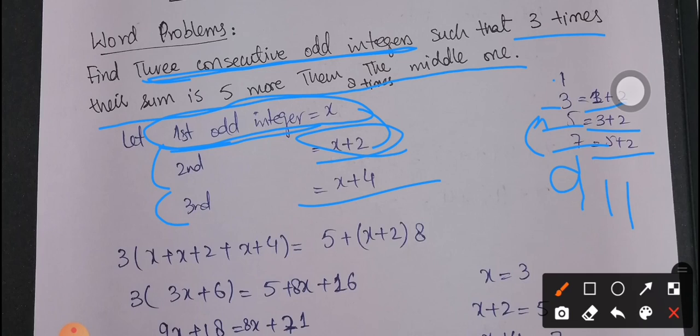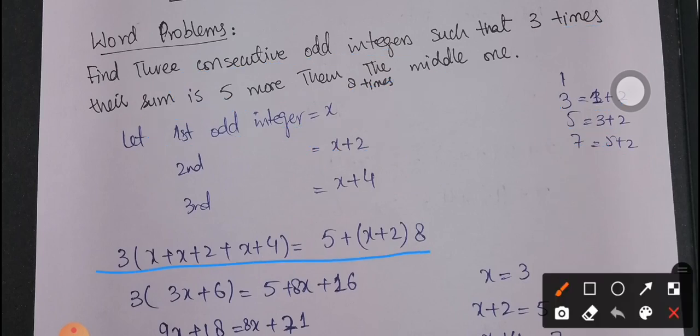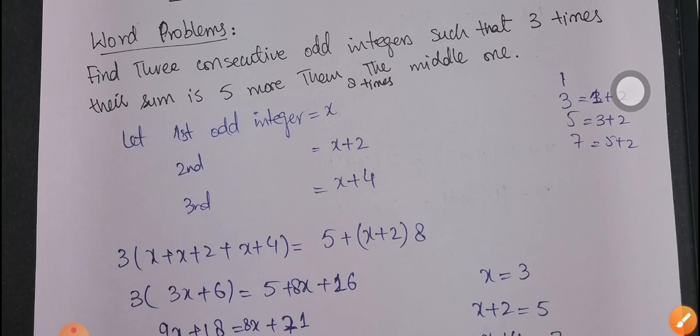Next, this condition is going to help you in writing down the mathematical equation. 3 times their sum. Sum means we are going to add, so we have just added these. 3 times means we are going to multiply by 3. So 3 into (x plus 2 plus x plus 4) is equal to, 'is' means equal, 5 more than, so 5 must be added here. 8 times the middle one, so 8 into the middle one, which is x plus 2, so 8 into (x plus 2). This is the corresponding mathematical equation that we have to solve in order to find the value of x.